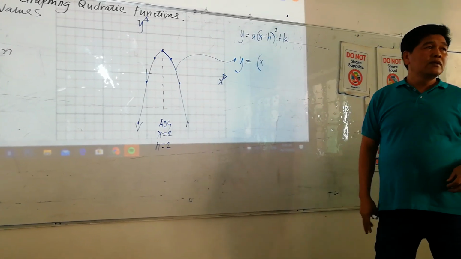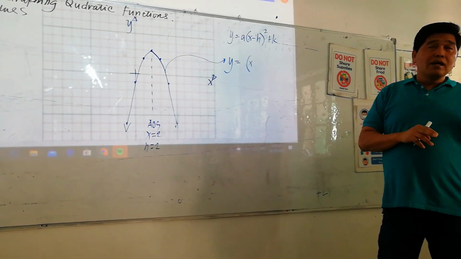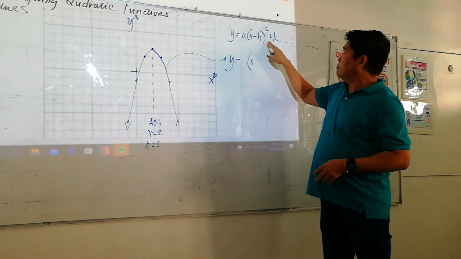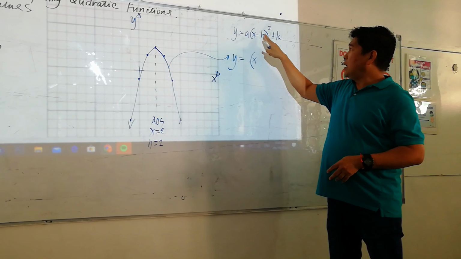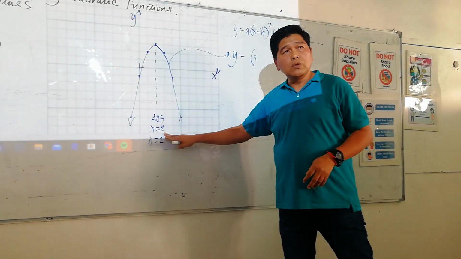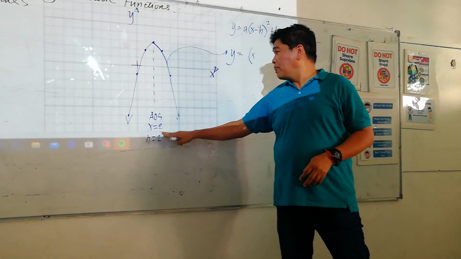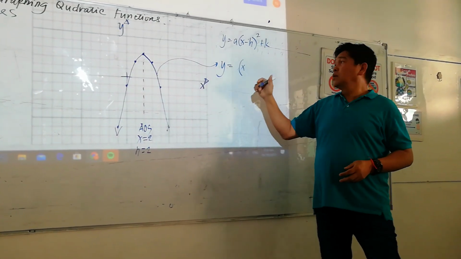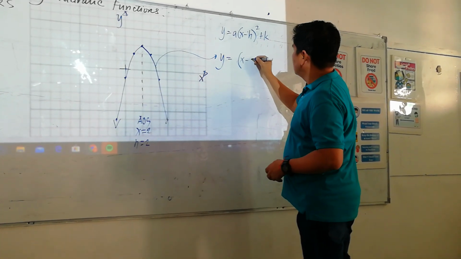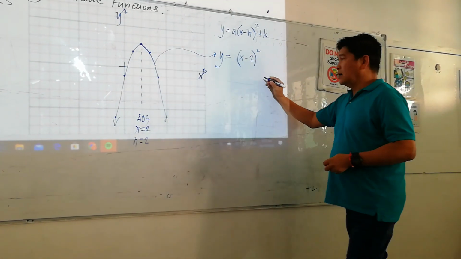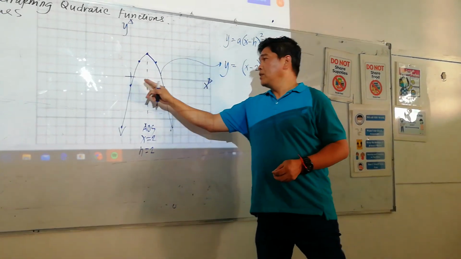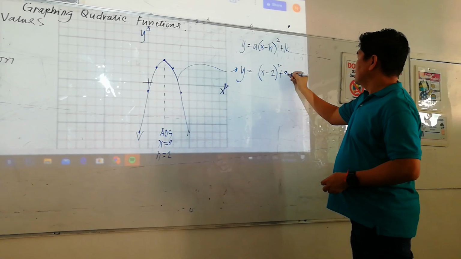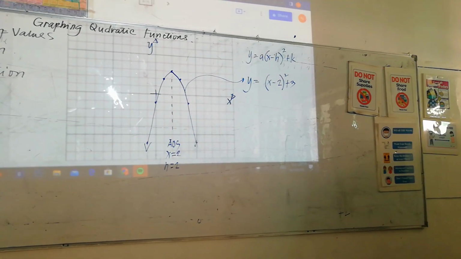Should we get negative 1 since it's going down? Wait. Okay, so y is equal to a(x minus h) squared plus k. Your h is equal to 2. So therefore, what's your equation? (x minus 2) squared. Then what's the value of your k? 3. 1, 1, 2, 3, plus 3. We will answer your question later on.